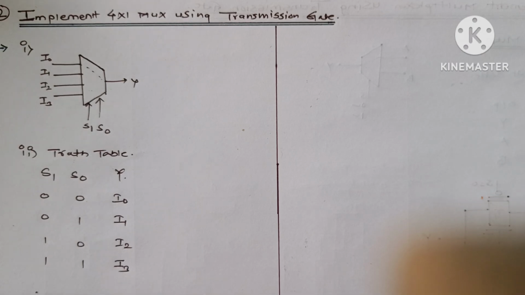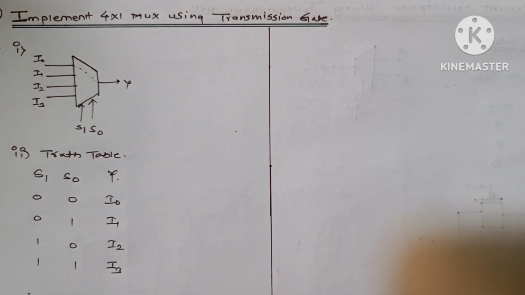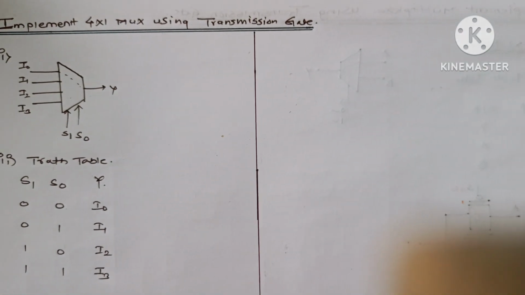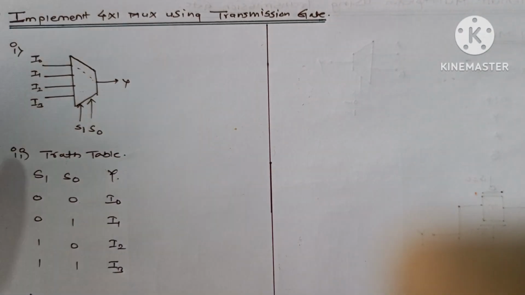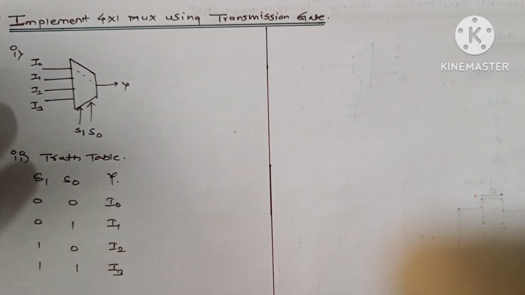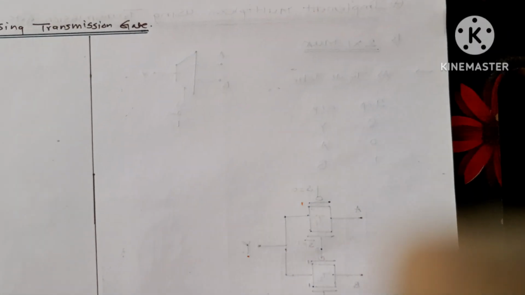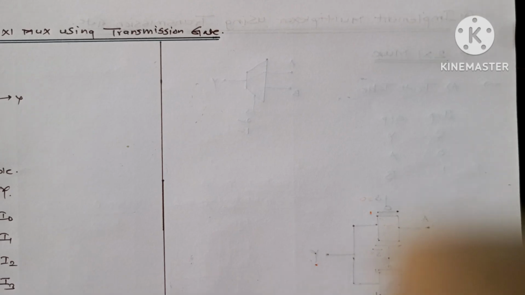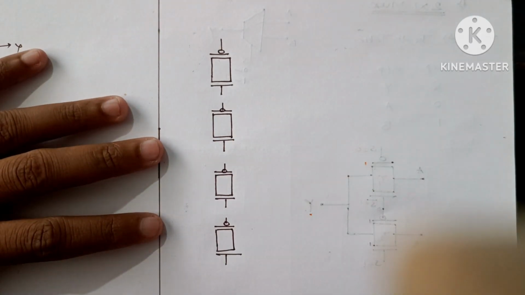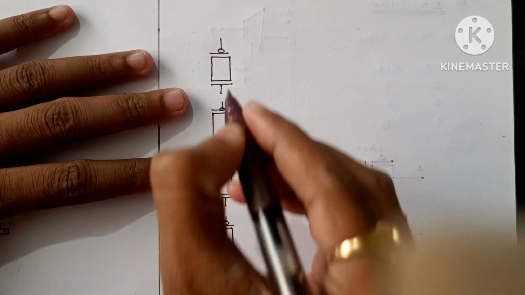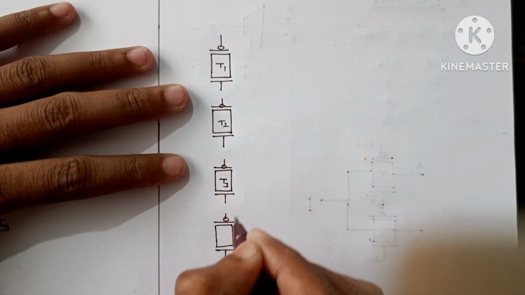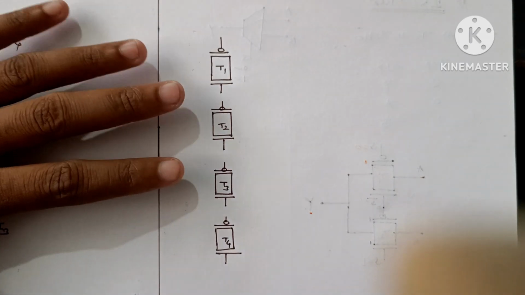Now using this concept, we'll see how to implement it using the transmission gate. First thing that arises: how many transmission gates are required? We have 4 inputs, that means 4 transmission gates at the first level are required. So we'll draw the schematic using 4 transmission gates. Here I have drawn 4 transmission gates at the initial stage, named T1, T2, transmission gate third, and this is fourth.